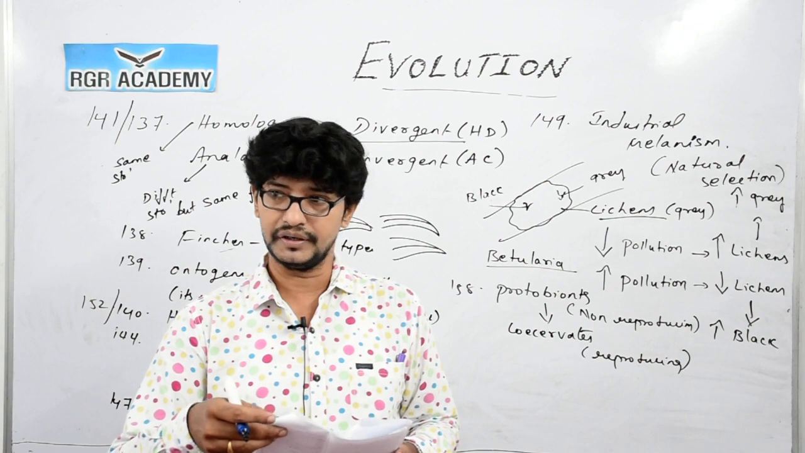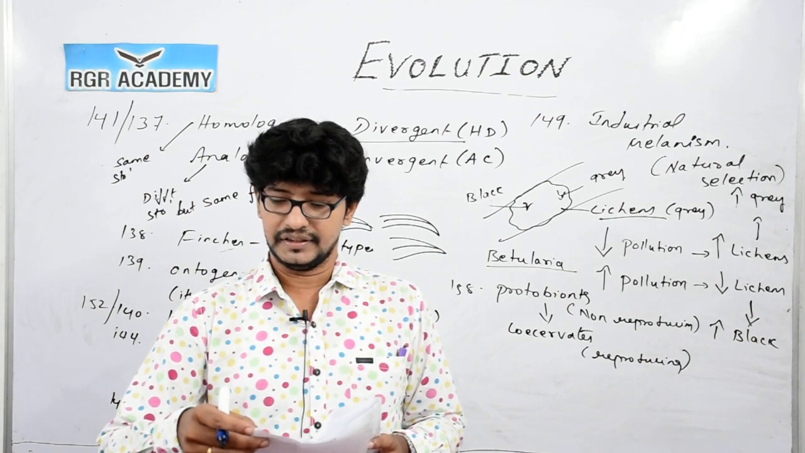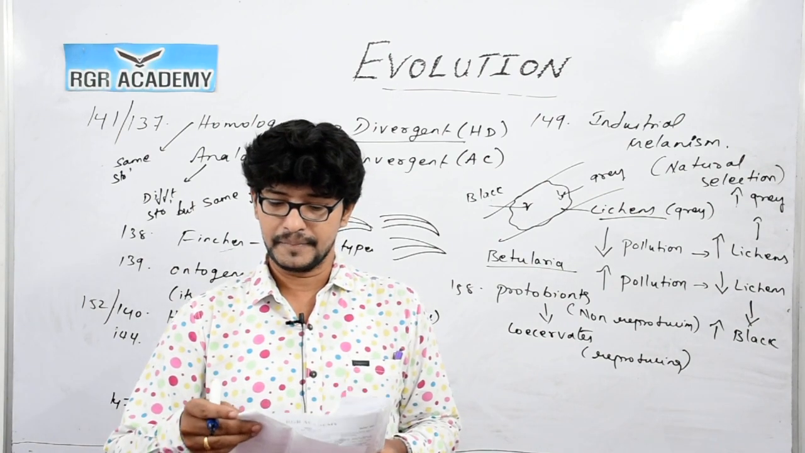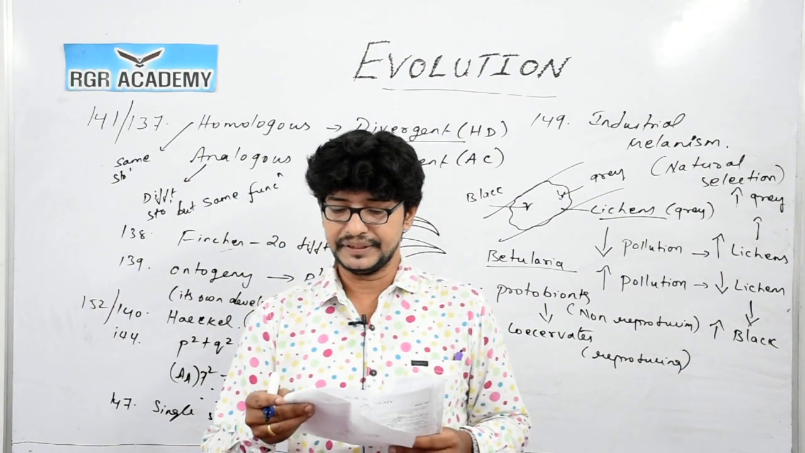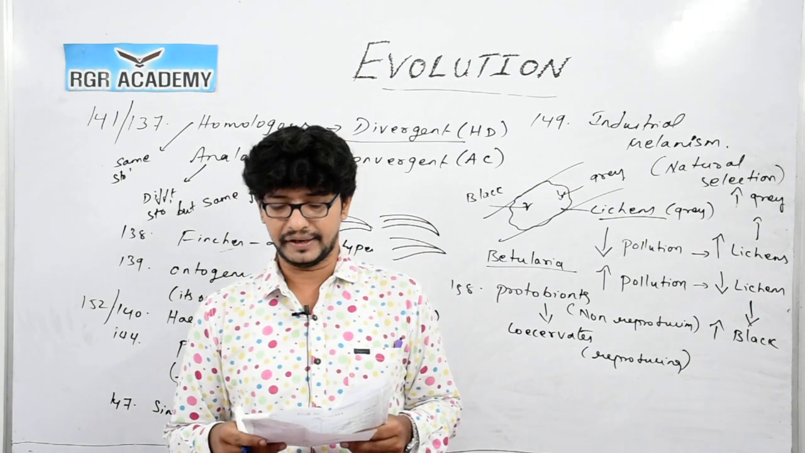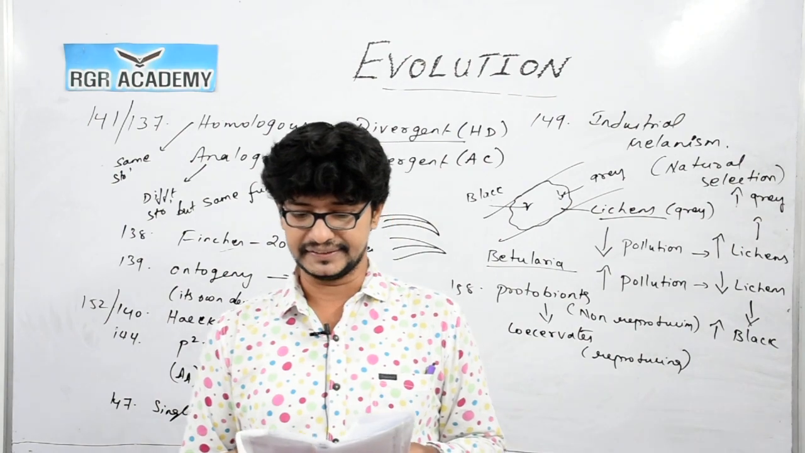Question 161. Biological concept of species mainly based on reproductive isolation. So option 4 is the correct answer.